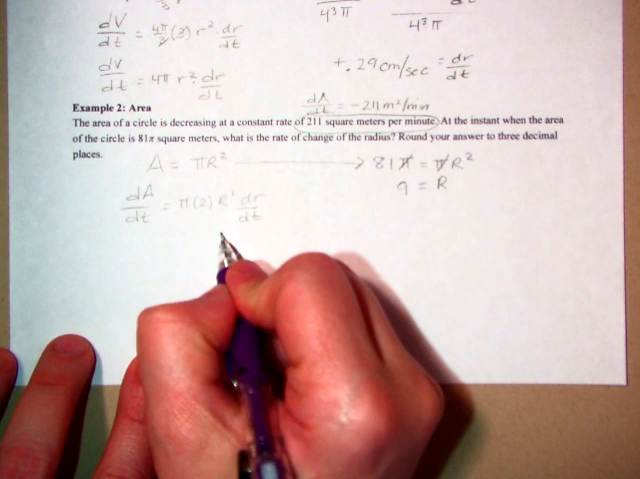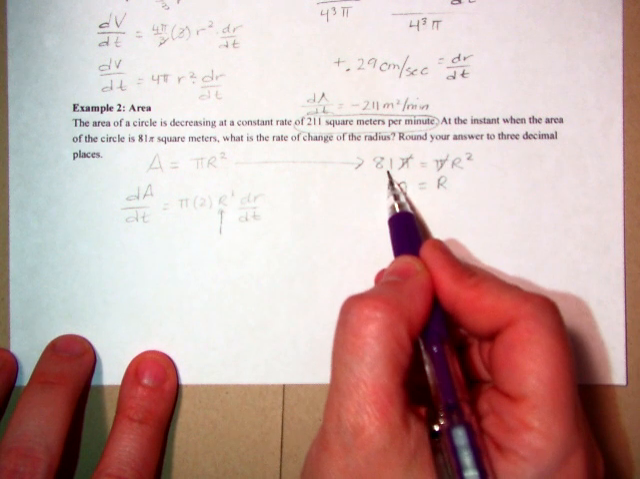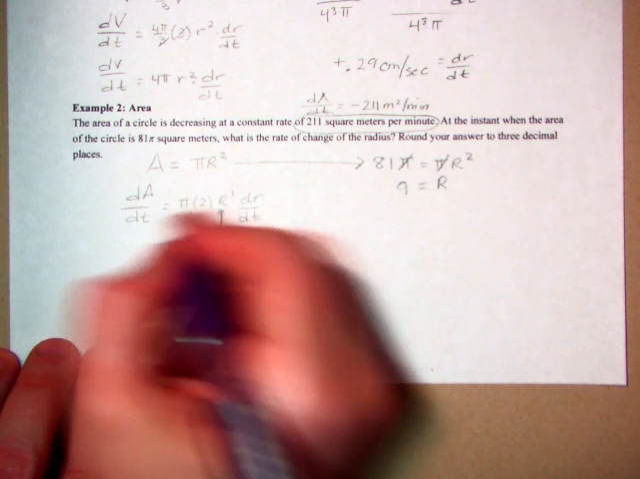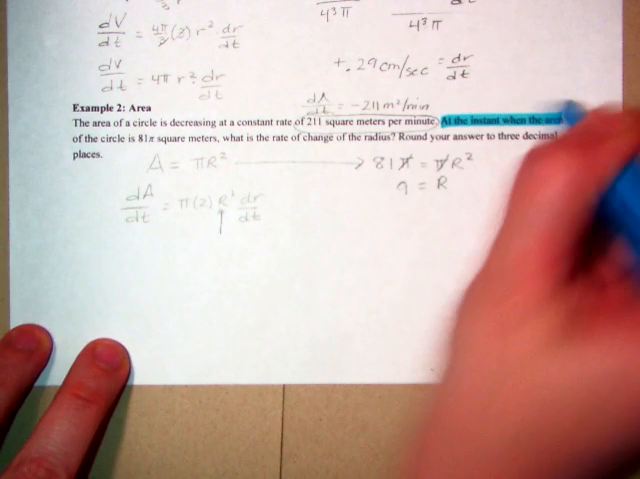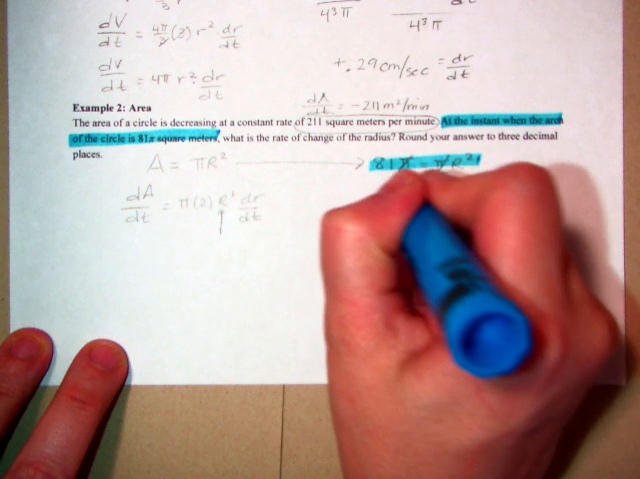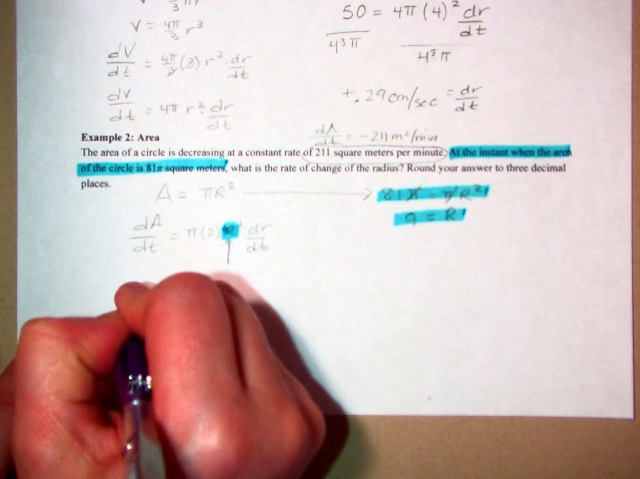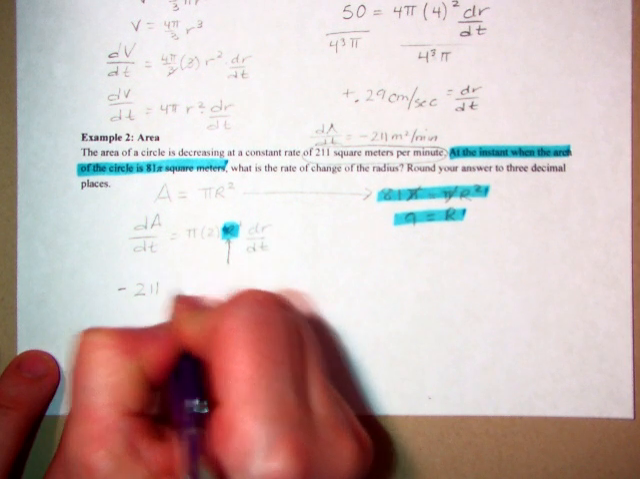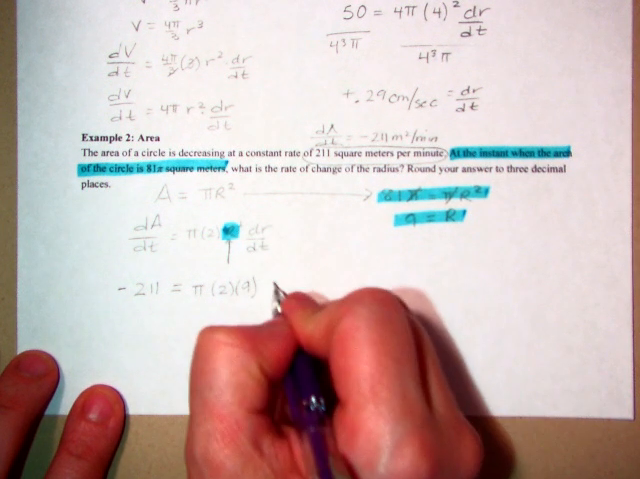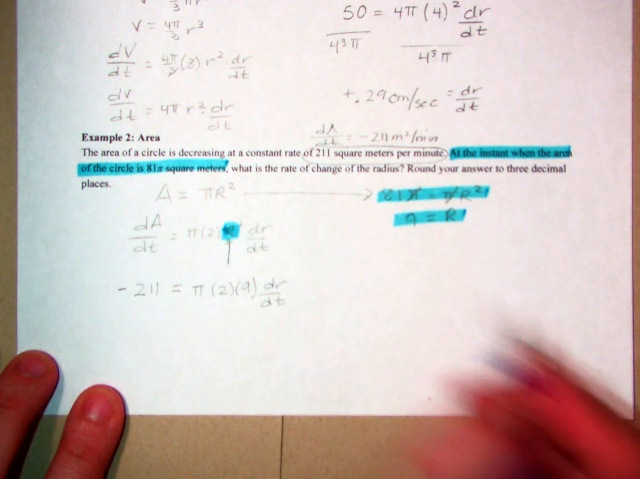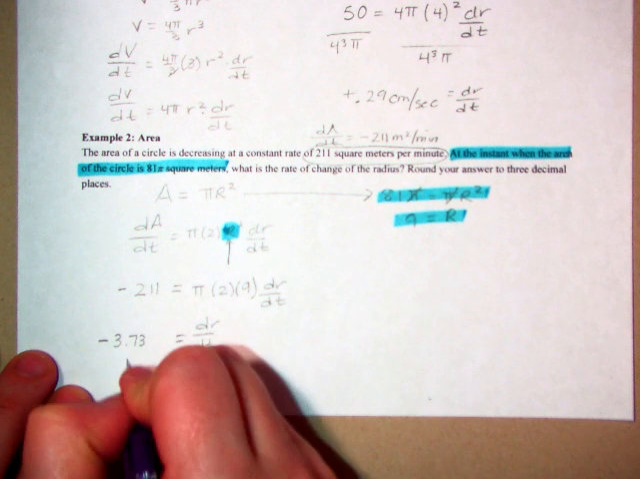So in order to fill in for what my r is, and this is not r prime, this is r to the first power, I had to do a separate calculation taking the area and converting back to find the actual radius. Now I can come back to here. So remember, I used this information here in order to determine this r, which is now going to feed into here. And I'm going to say negative 211 is equal to pi times 2 times 9 times dr/dt. dr/dt is equal to negative 3.73 meters per minute.